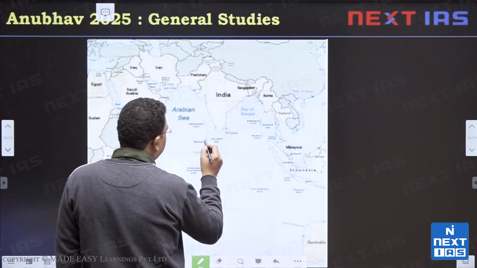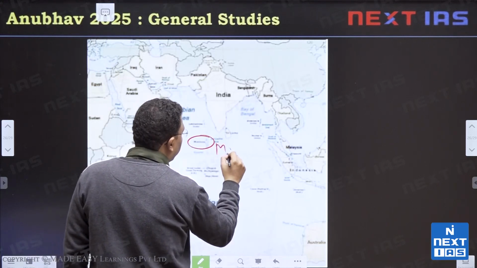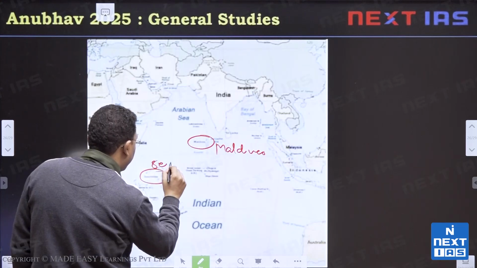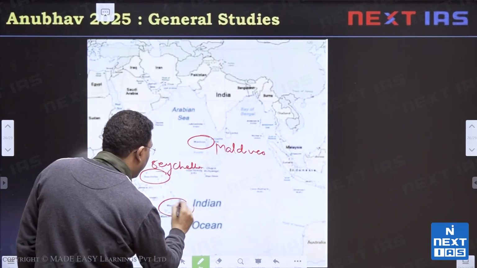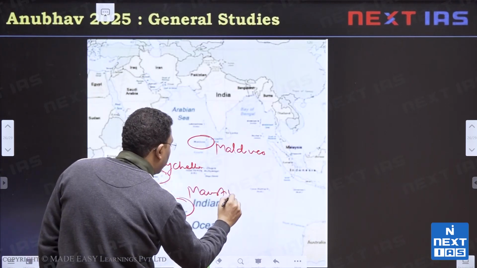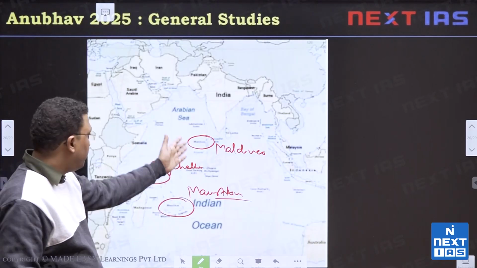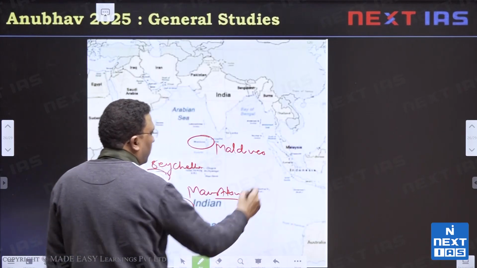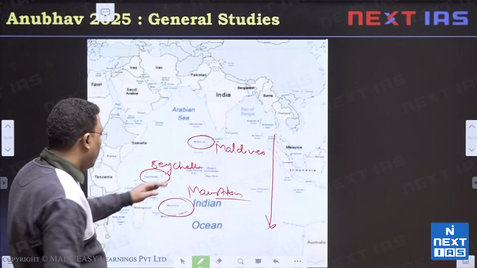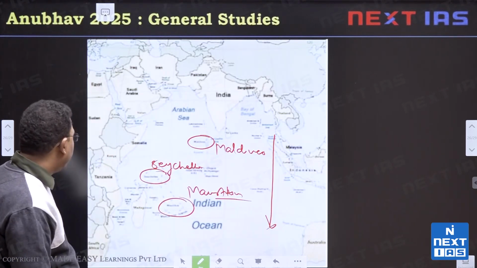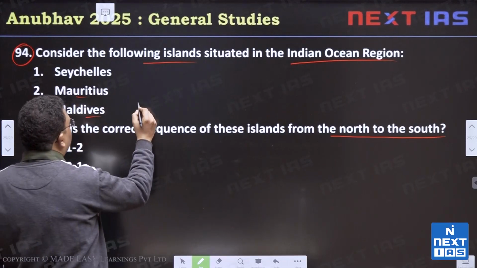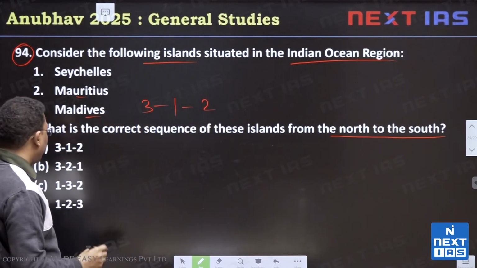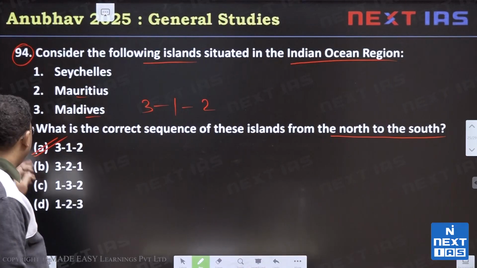If you see, this is Maldives, this is Seychelles, and this is Mauritius, right? You can see these islands in your atlas also. So this is the order of their location. That means the correct order from north to south is Maldives, followed by Seychelles, followed by Mauritius, right? So here first will come Maldives, that is 3, then Seychelles, 1, and then finally Mauritius. So the correct answer here is 3, 1 and 2, A, right?